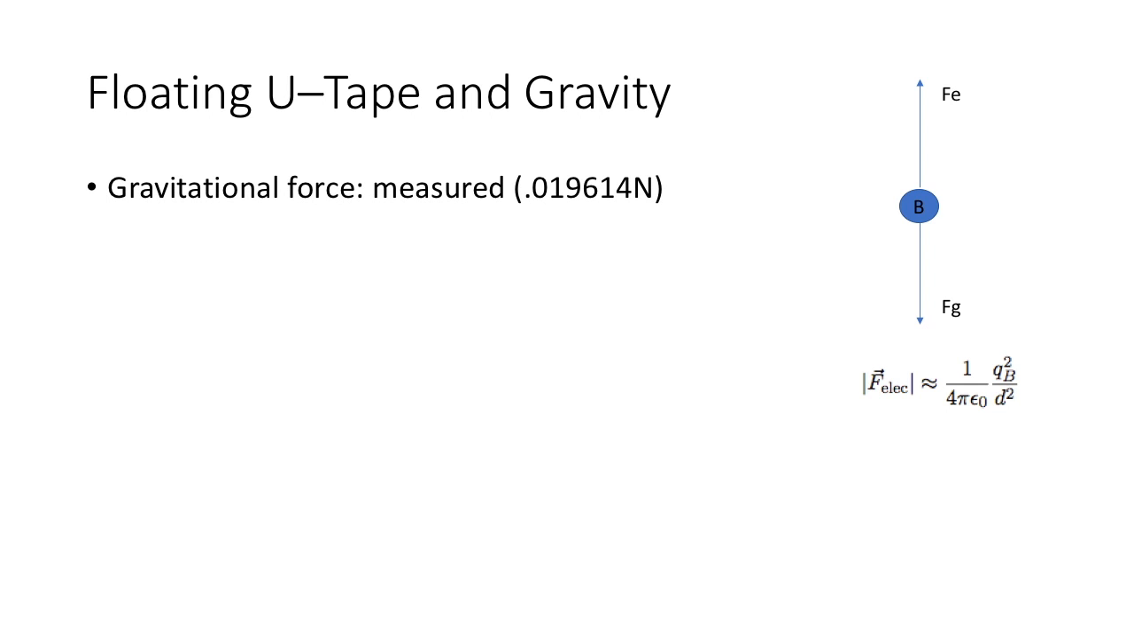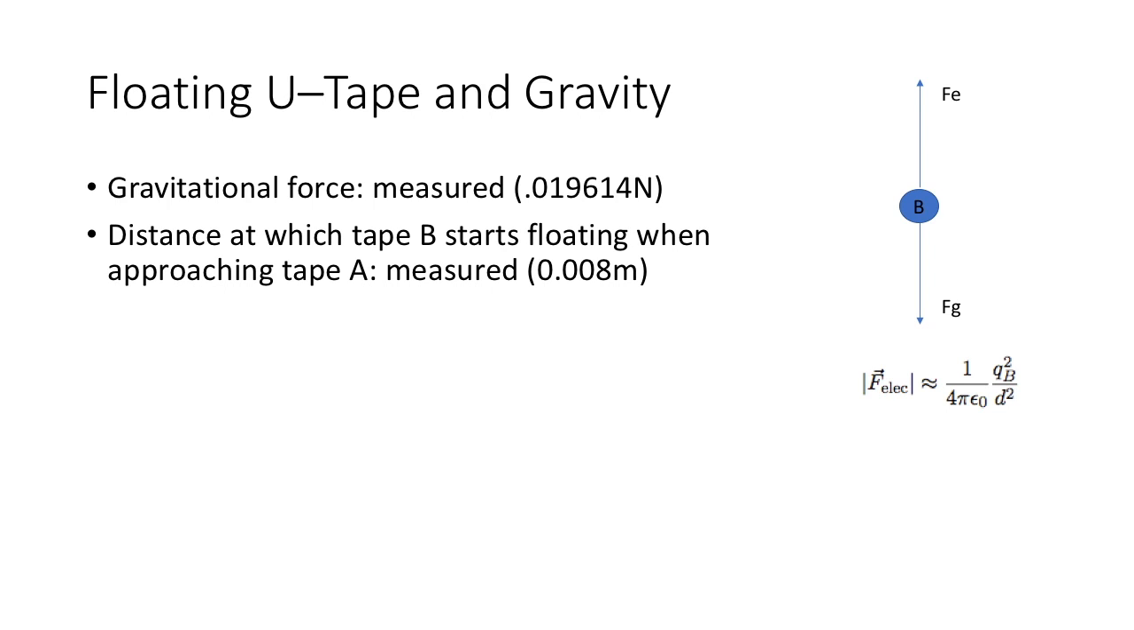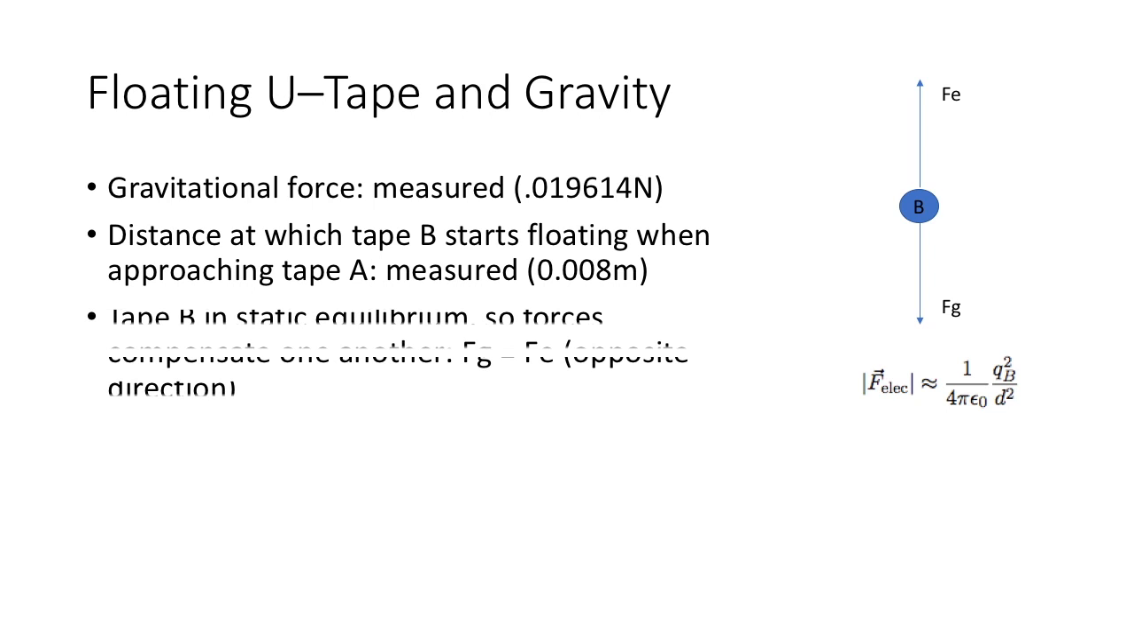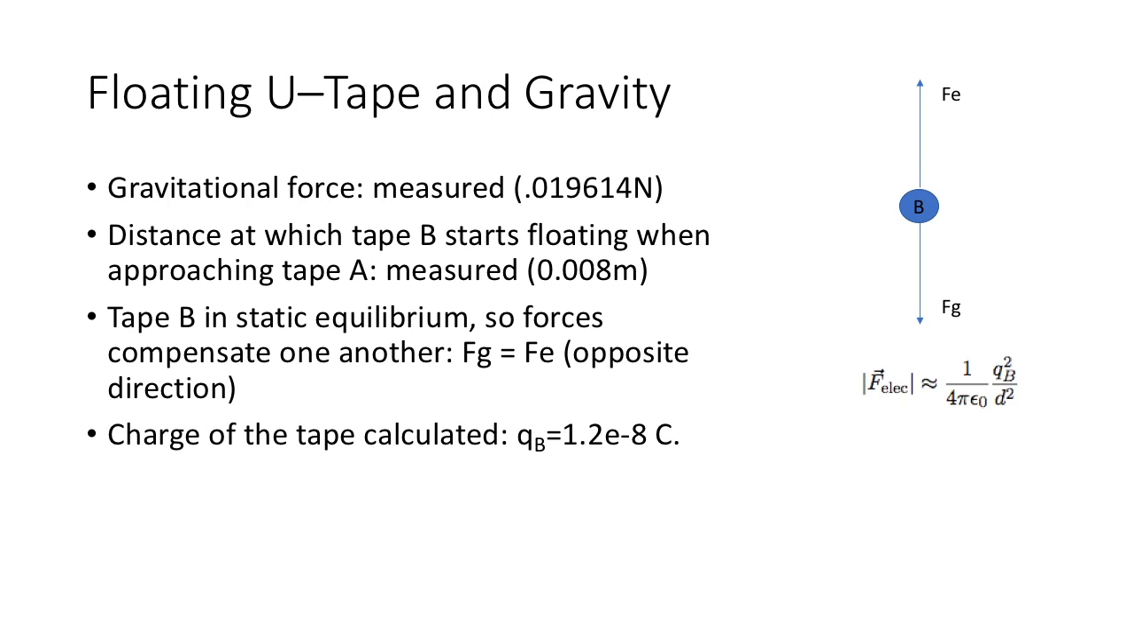So we calculated by using an assumption for the distribution of mass on the tape. We calculated the gravitational force to be approximately 0.02 newtons on tape B, and the distance at which tape B starts floating when we approach tape A we found to be 8 millimeters. So we then used Coulomb's law, which you see under the free body diagram, to solve for the charge of tape B, since the force of gravity and the electric force compensate because of equilibrium. And we found this charge to be 1.2 × 10^-8 coulomb.